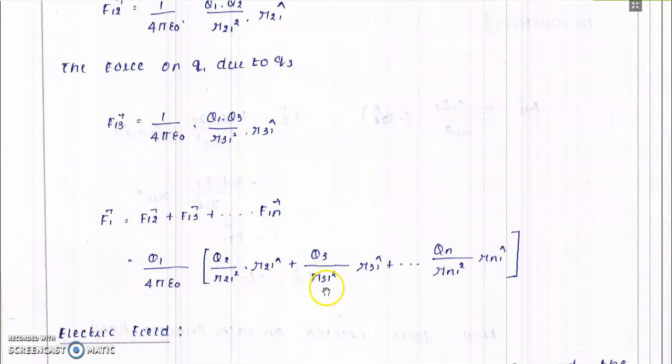So finally, it is concluded by means of the superposition theorem that by summing up all the forces, we can easily calculate the overall force acting on a particular charge, which may be a reference charge in our hand.